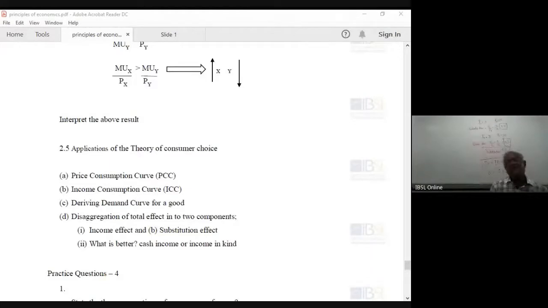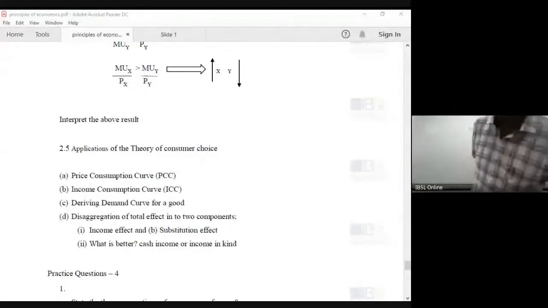What is the relationship between total effect, income effect, and the substitution effect? Total effect is equal to the total increase of demand. Demand is equal to the increase in demand due to the income effect, and the increase in demand due to the fall in relative prices, right? Substitution effect. That is the theory. Disaggregation at this point we will not discuss.